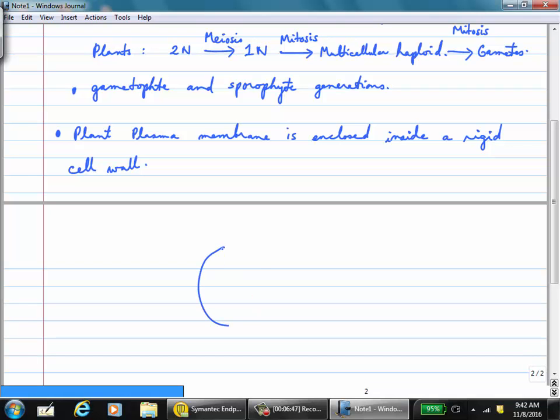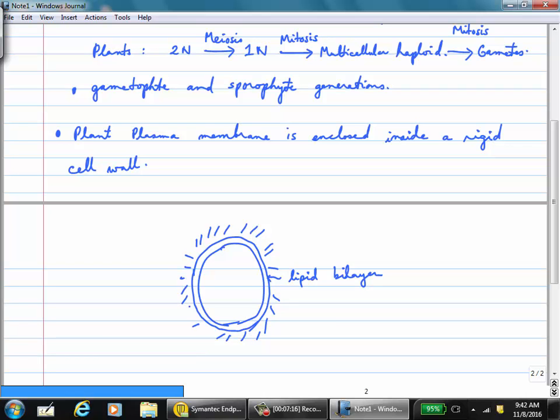So typically if you have a plant cell, where you have the plasma membrane or the delimiting membrane, what is this membrane made out of? Or what is it called? The lipid bilayer, okay? So this is the lipid bilayer plasma membrane, right? But in addition to this, outside this, you're going to have a rigid cell wall. So there will be a cell wall outside, and that's quite hard. Now, there are a number of consequences of this.